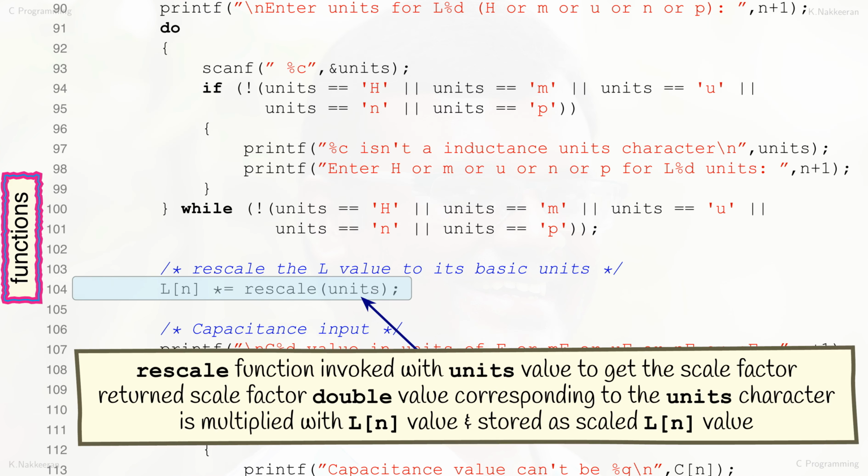Line 104 is an arithmetic assignment statement that rescales the appropriate element of the L array with the double scale factor returned by the rescale function, which is invoked with the input load inductance units character value. Thus the input load inductance value in L of n is rescaled to the base units Henry value that can be used for the impedance calculations.